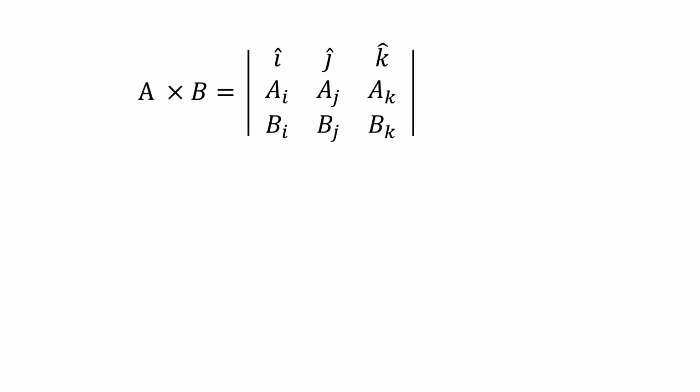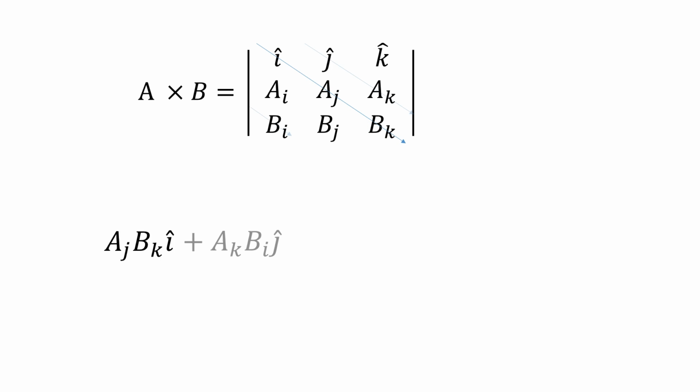A determinant is calculated by multiplying elements in a diagonal row and adding and subtracting these rows. The first diagonal is the main diagonal of the matrix from top left to bottom right, which is A sub j times B sub k in the i-hat direction.